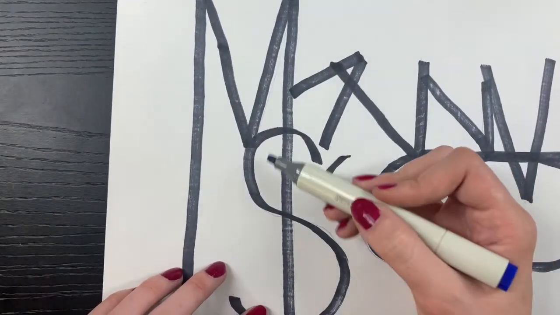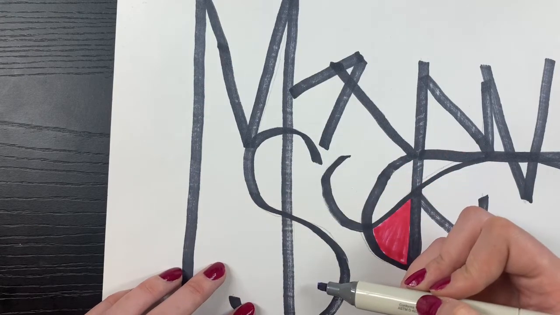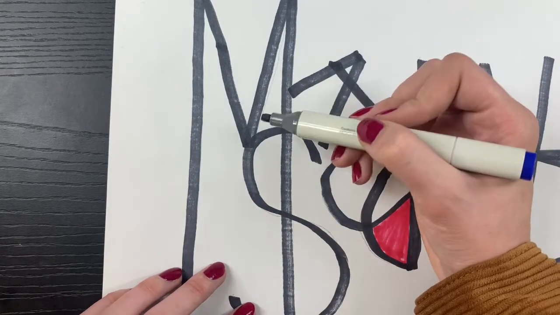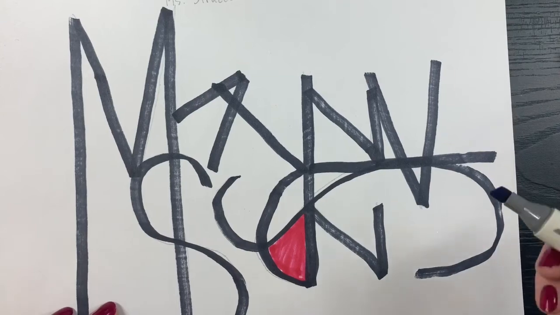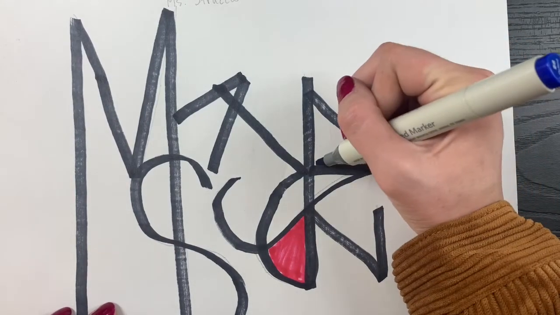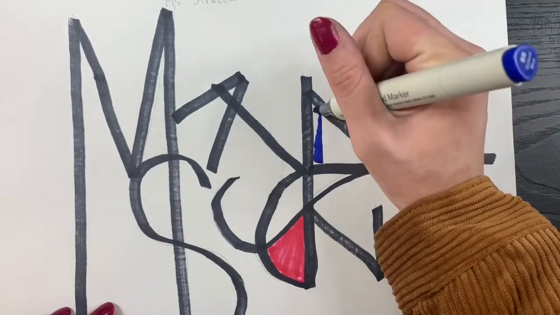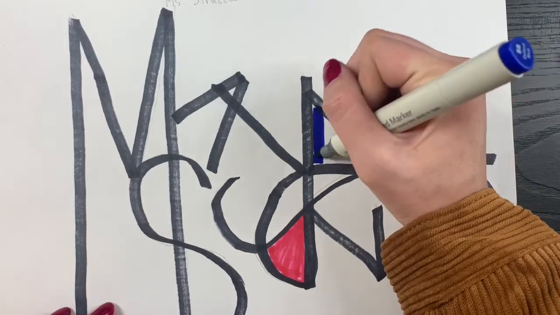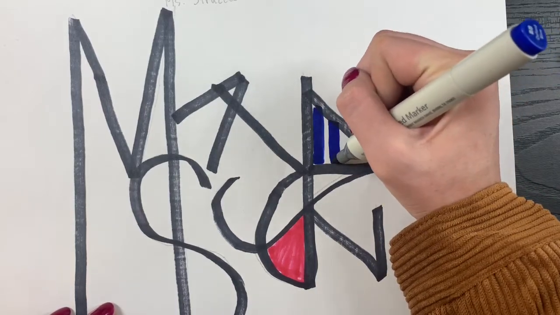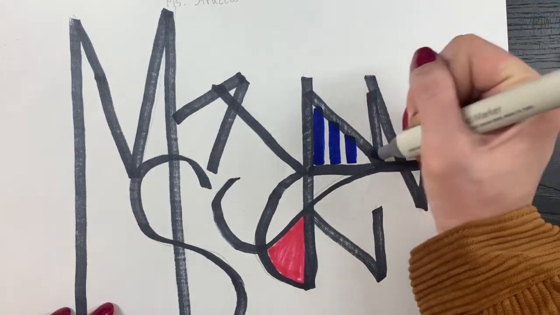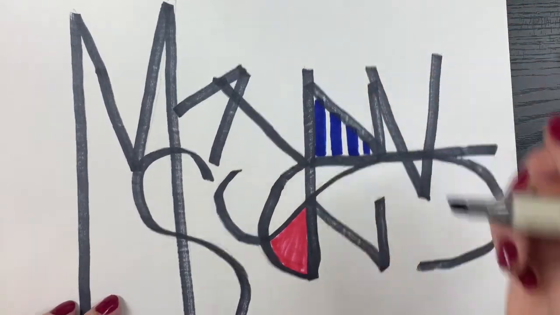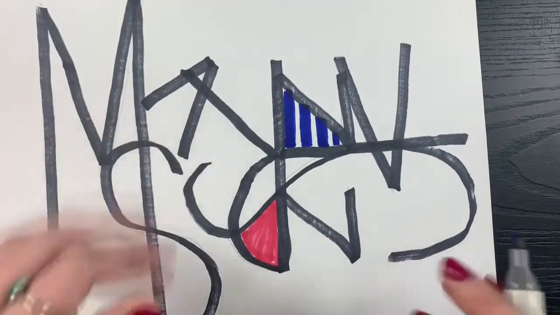I'm going to fill in another shape with my blue marker. Instead of just filling it in solid, this time I'm going to make it striped, like our long straight lines that we practiced. Super cool.